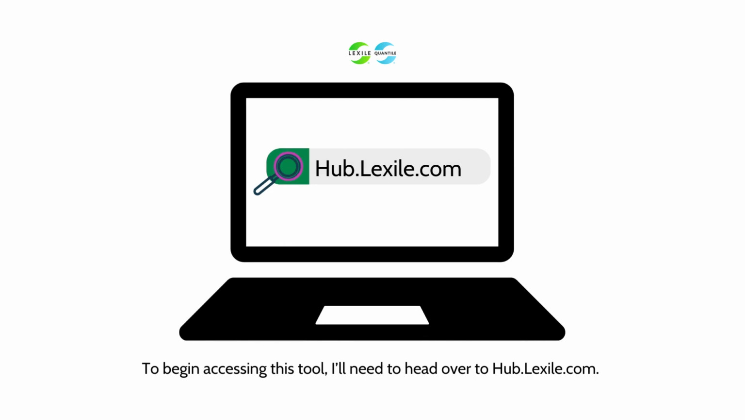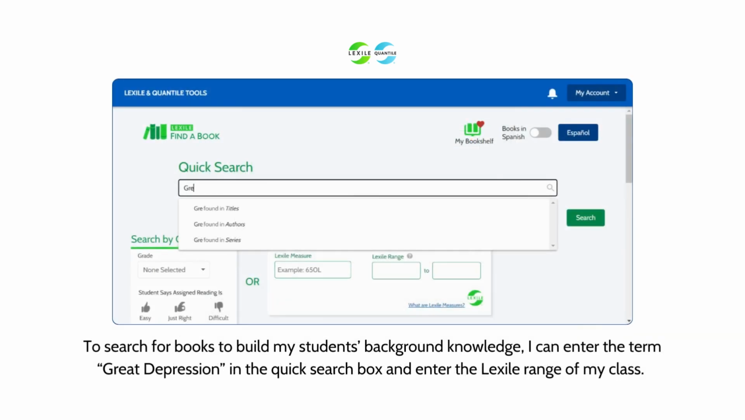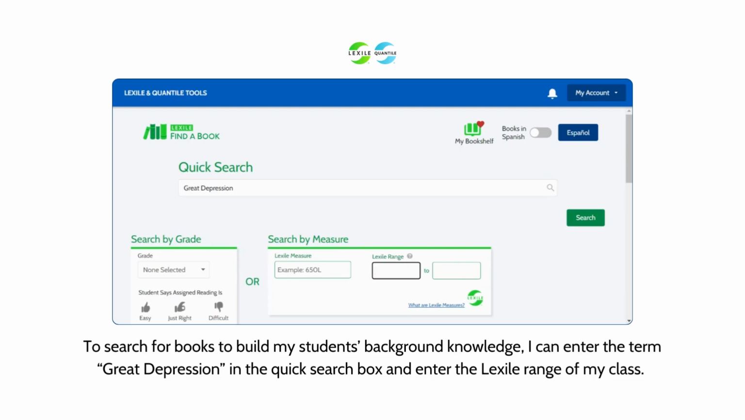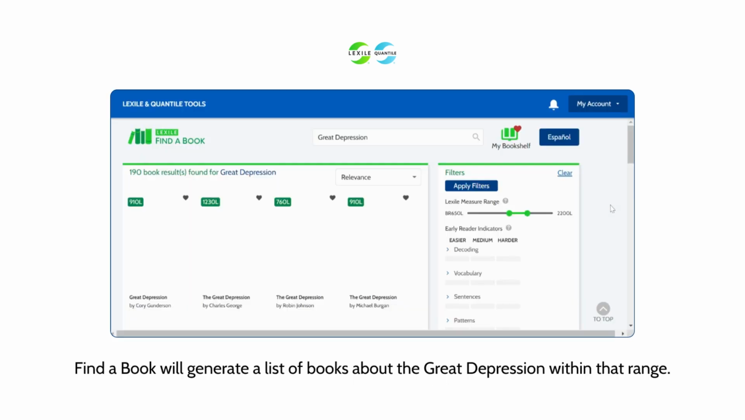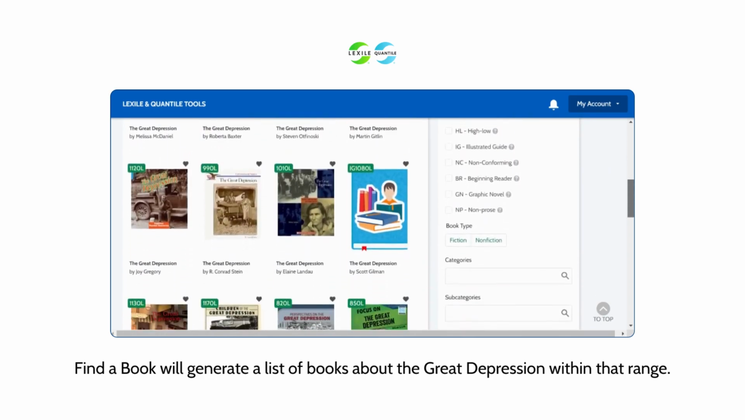To begin accessing this tool, I'll need to head over to hub.lexile.com. After signing in, I can locate Find a Book on the home page under Lexile Tools. To search for books to build my students' background knowledge, I can enter the term Great Depression in the quick search box and enter the Lexile range of my class. Find a Book will generate a list of books about the Great Depression within that range.